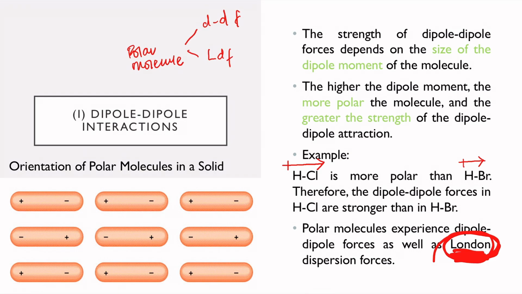Okay. On your left here is the orientation of polar molecules in a solid. So basically, your polar molecules have a permanent dipole, right? Therefore, the molecules will align themselves so that the partially positive and partially negative charges attract each other. Okay, so there are dipole-dipole forces between your molecules. Alright, right here. Okay?